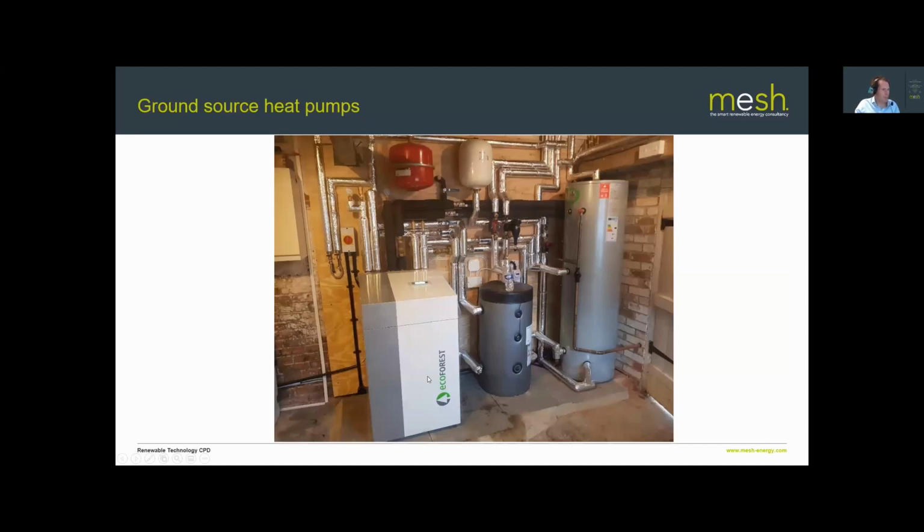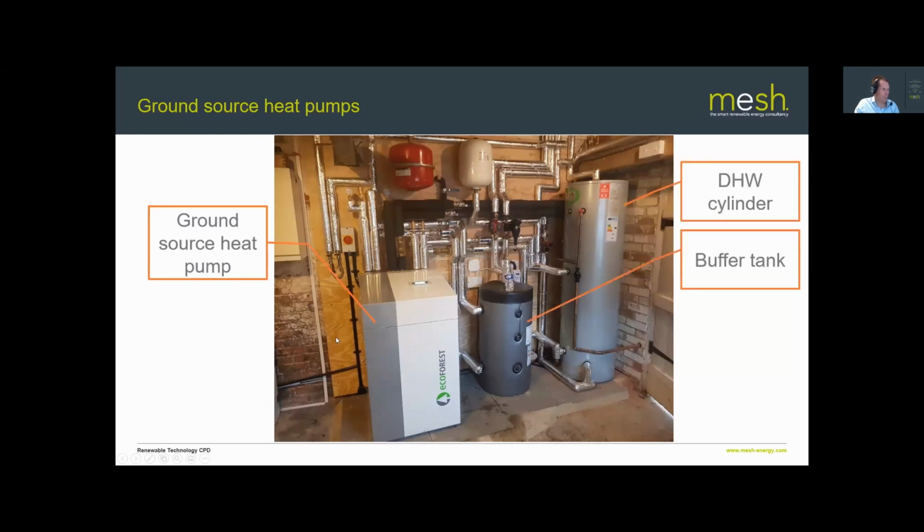If we look at a typical ground source heat pump installation, this gives you an idea of the space requirements. This, I would say, is a pretty compact installation. You could probably squeeze it a little bit more than this, but this is about as small as you're going to get. This has got the ground source heat pump, a domestic hot water cylinder, and a little buffer tank in the middle there. So you can see this is 3 or 4 square meters, I guess, and obviously a big full height wall space behind.